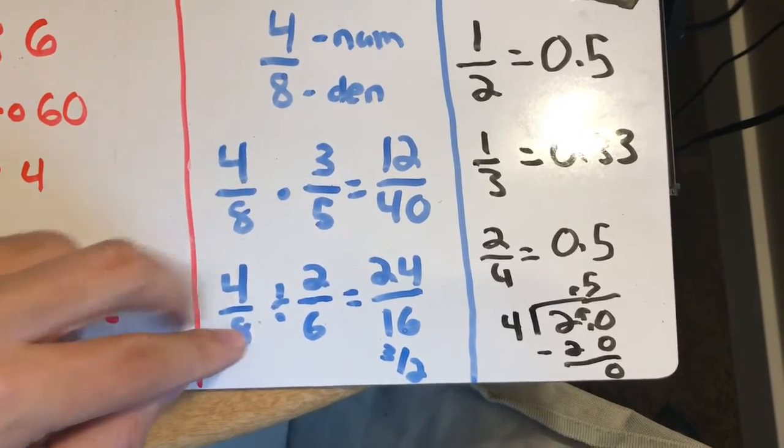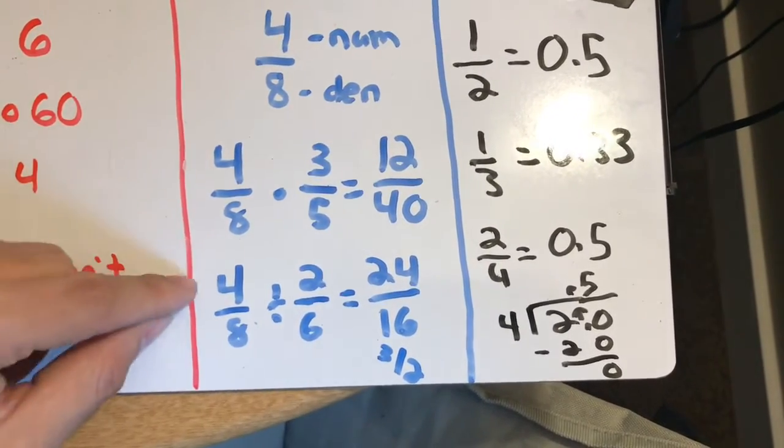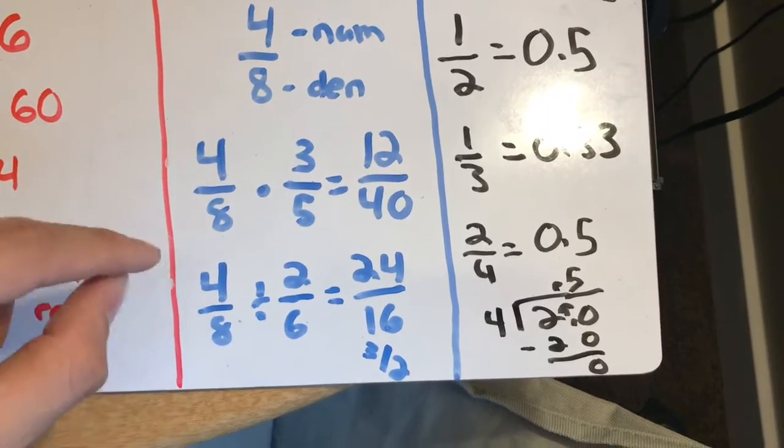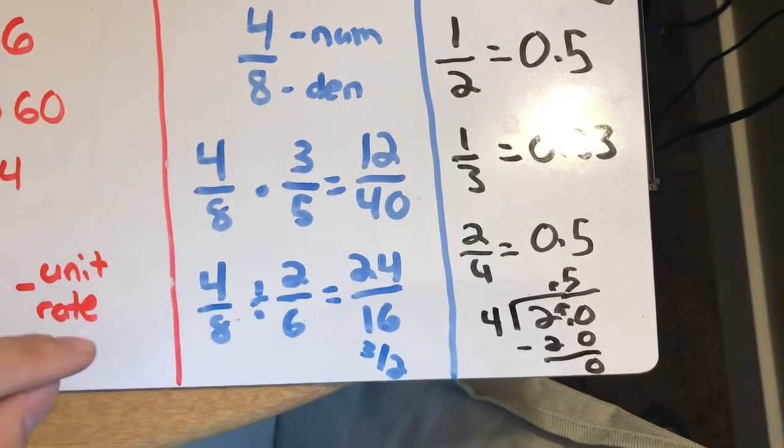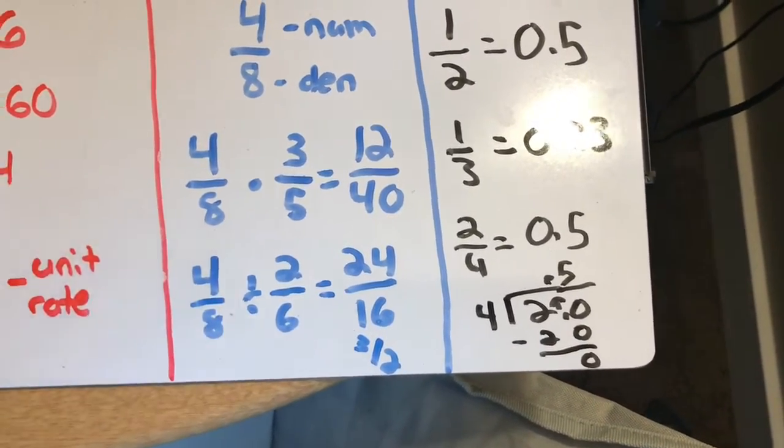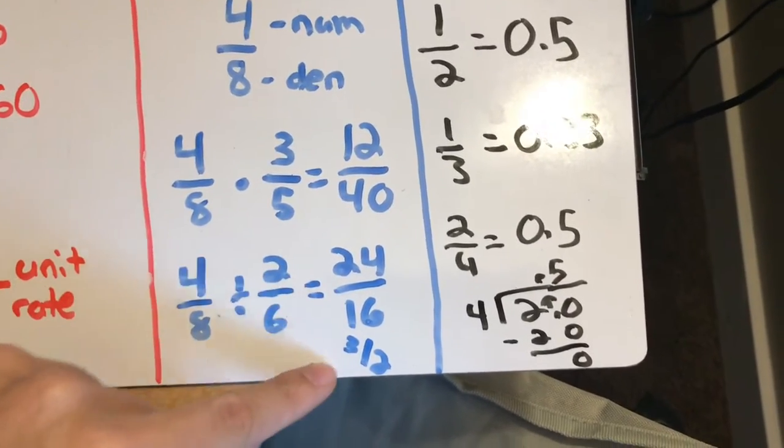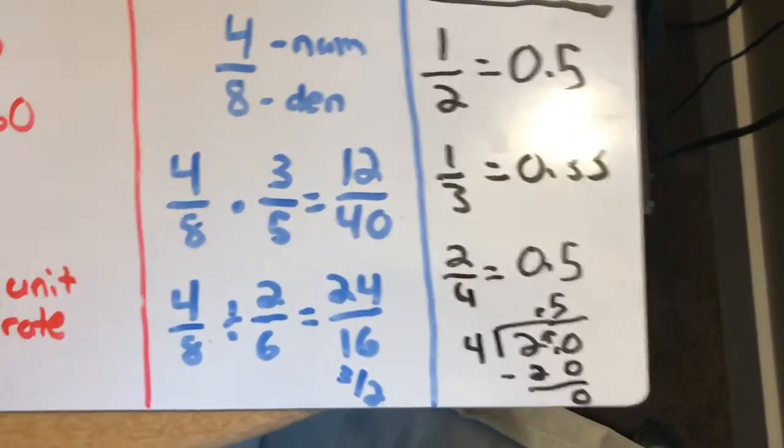So 4/8 divided by 2/6 becomes 4/8 times 6 over 2. 4 times 6 is 24. 8 times 2 is 16. If you want to simplify that, you get 3/2 or 1.5.